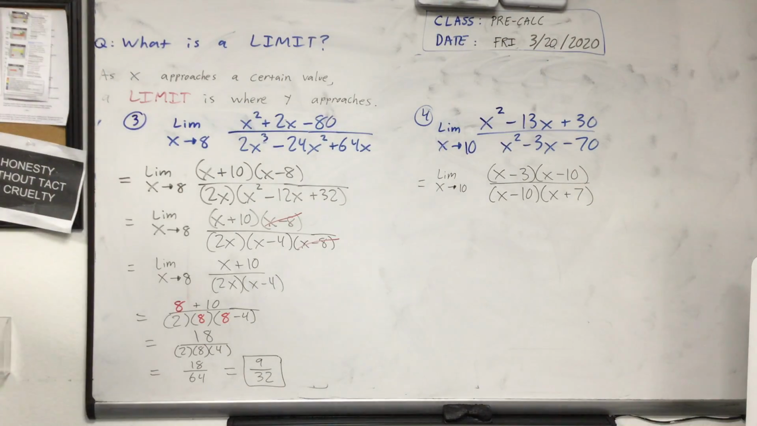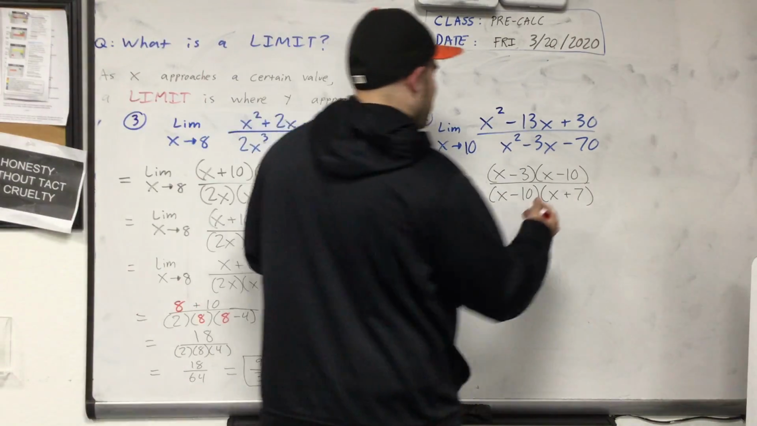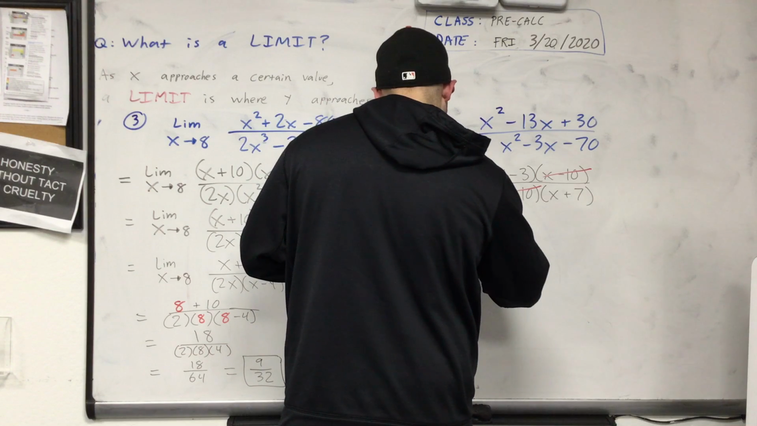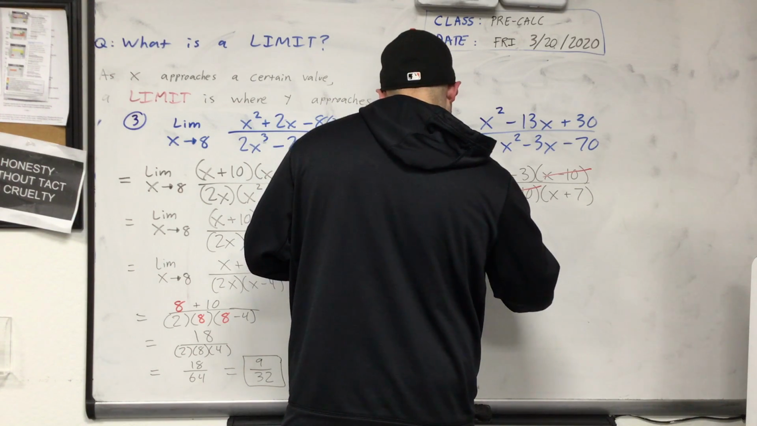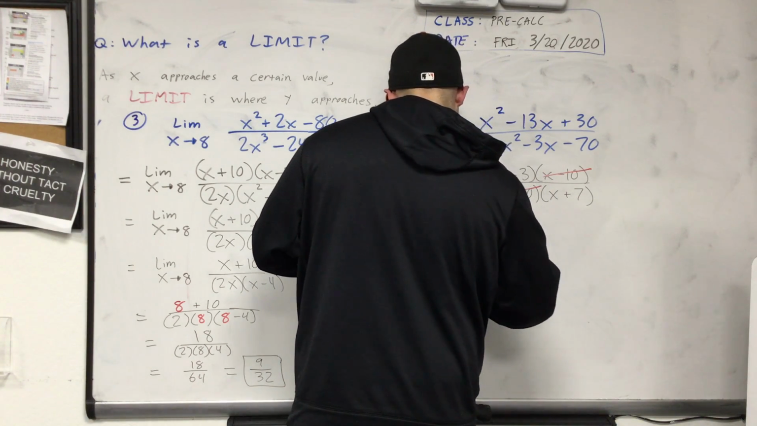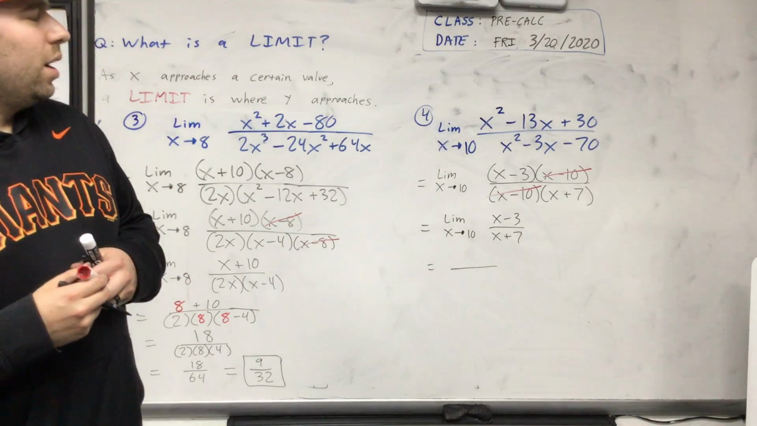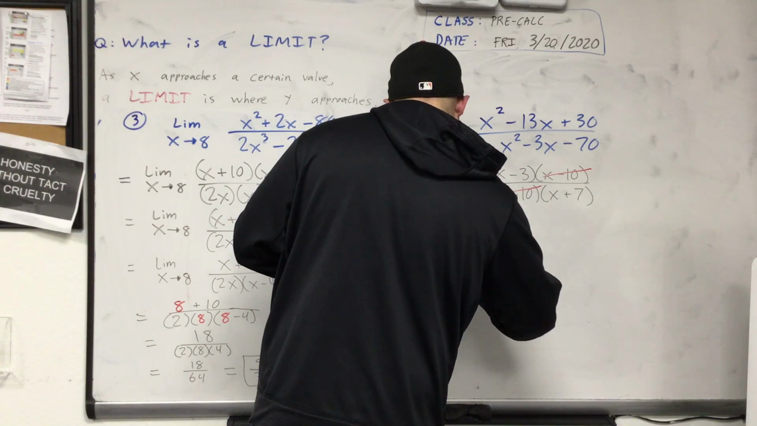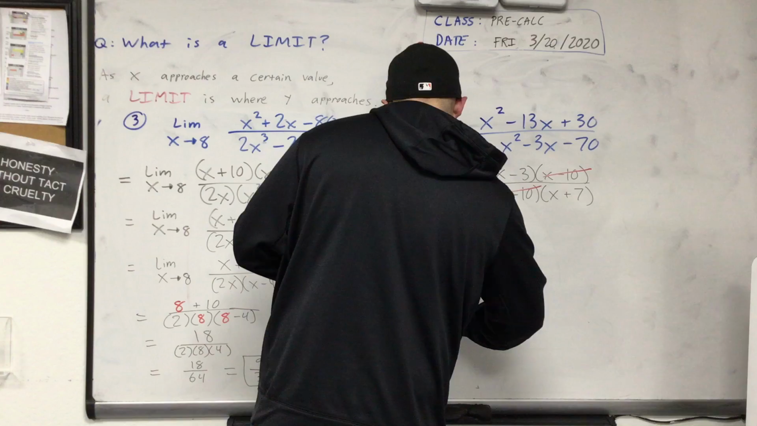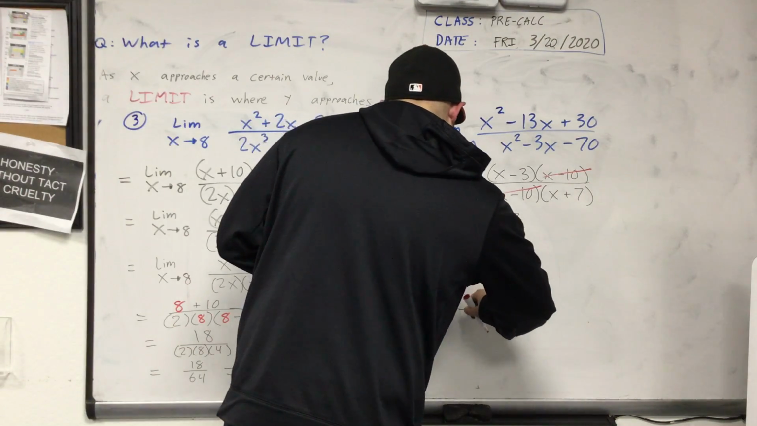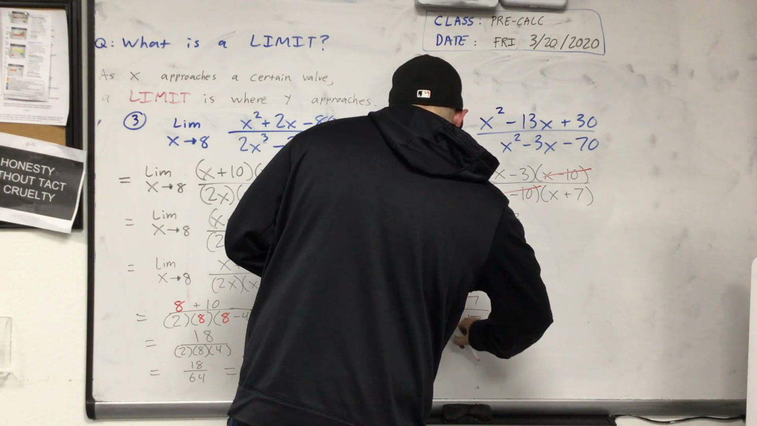When I plug in x equals 10, do we have a problem here? Oh yeah, x minus 10 over x minus 10 results in 0 over 0, that'll be a hole. So now we've got the limit as x approaches 10 for x minus 3 over x plus 7. Plug it in. Now I'm going to plug in 10 minus 3 over 10 plus 7. 10 minus 3 is 7. 10 plus 7 is 17.